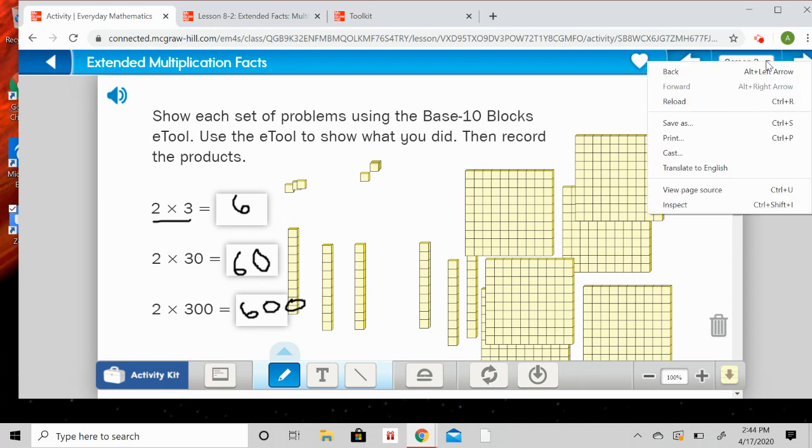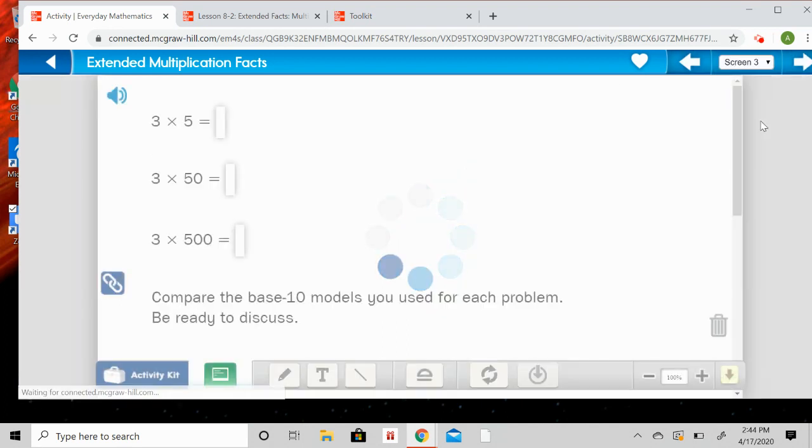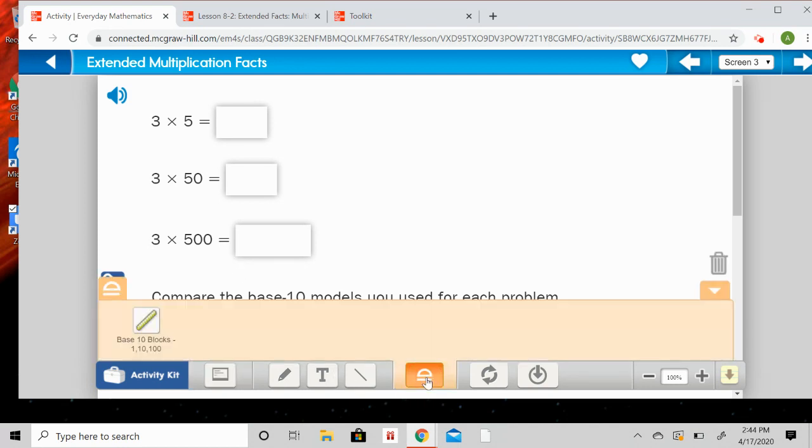Now we're going to move up here, and we're going to go to screen 3. We're going to do the same thing. You can use your base 10 blocks to model, or you could just solve. If you're going to use your base 10 blocks, you're going to start and make 3 groups of 5. 1, 2, 3, 4, 5.